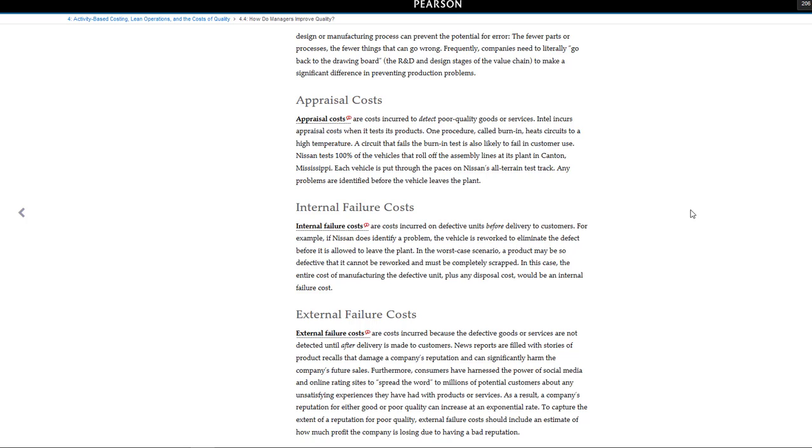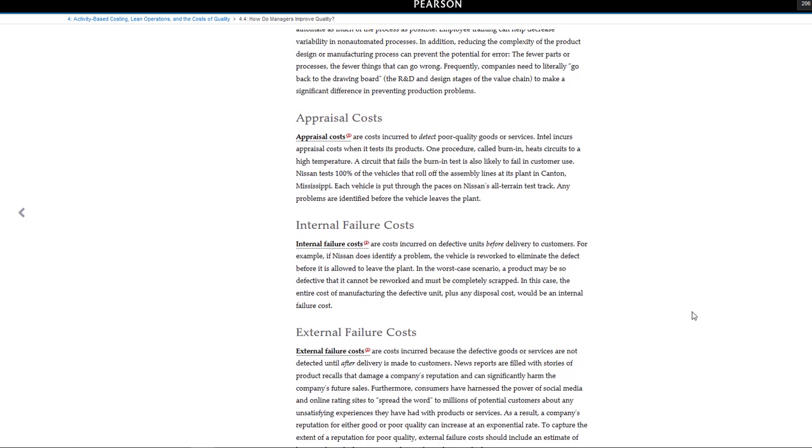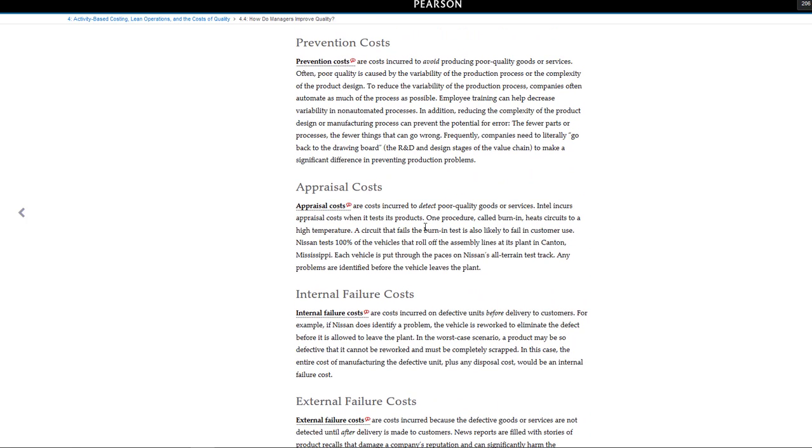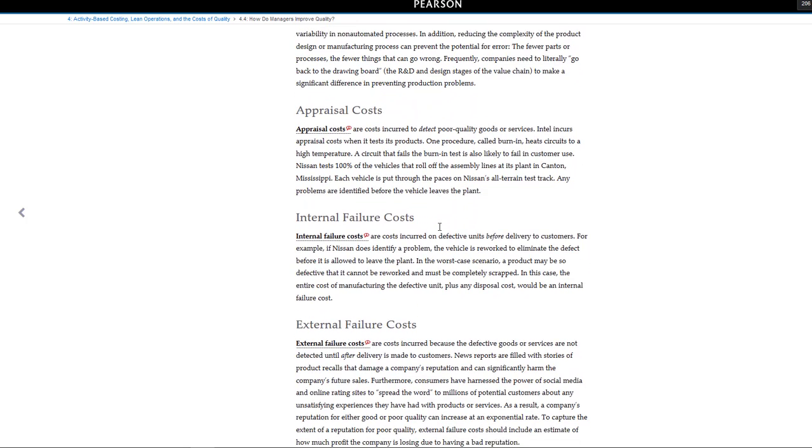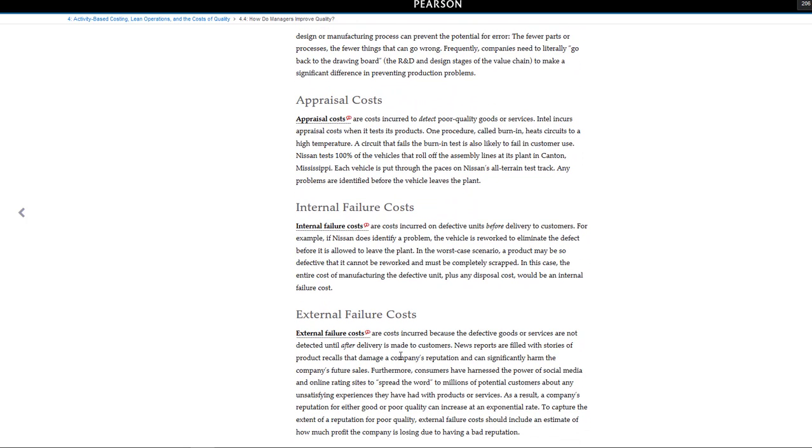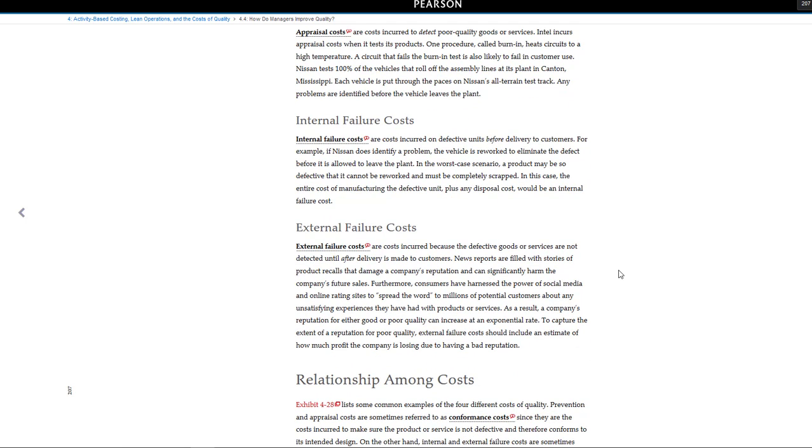Okay, so external, of course, being the worst. We haven't prevented it. We haven't been able to detect it. We didn't catch it before it went out. Now the product has gone out and it is defective. Okay, so there's costs that are incurred along the line here.